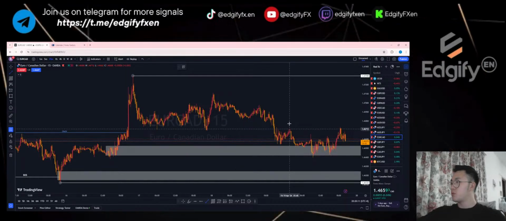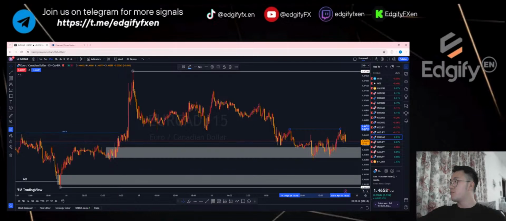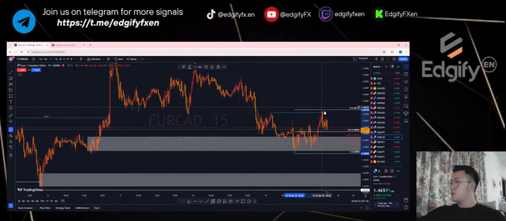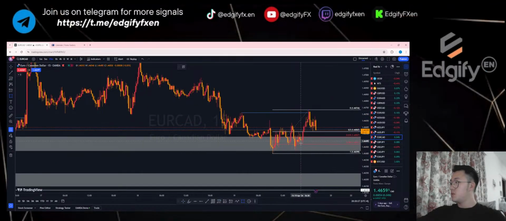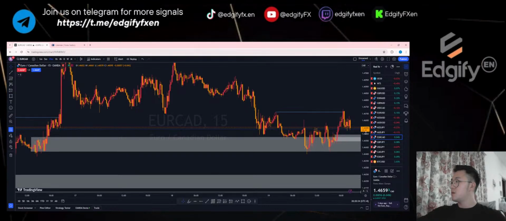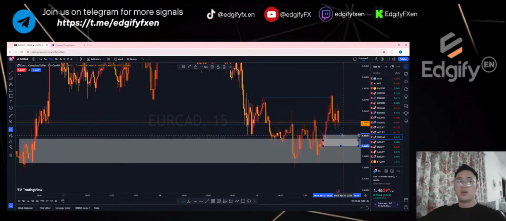The price here is still not being broken yet. Okay, we have a very minor break on Euro CAD. Okay, so on the 15, I will be looking at somewhere here to take a buy entry. Basically this zone is where I'll be keeping an eye. If the price comes in, then I will hop into the 1 minute to get my entry.